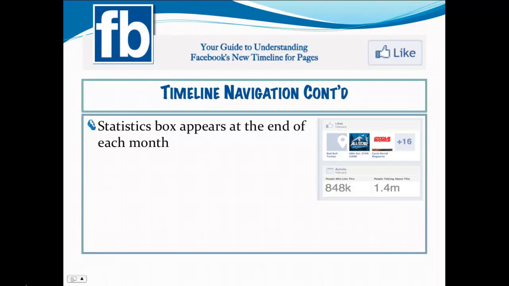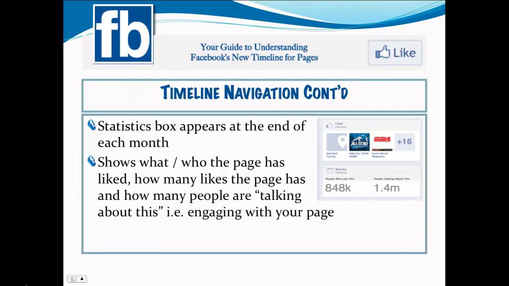Okay, at the end of every month in the timeline, there is a statistic box, and this box has different statistics, which include things like how many people like your page, how many pages the page has liked. So you, acting as your page, if you have liked, in this example, 16 different other pages, then it will say plus 16 here. And then it also tells you who is talking about your page. And people talking about your page is the people that are engaging somehow with your page. Okay, and this can be by sharing, by commenting, by liking. Okay, so anybody that is engaging with your page.